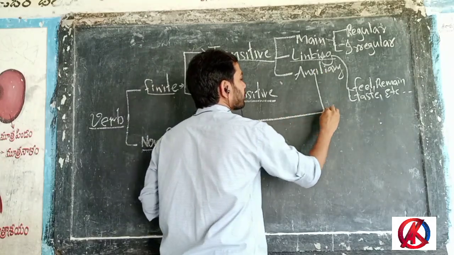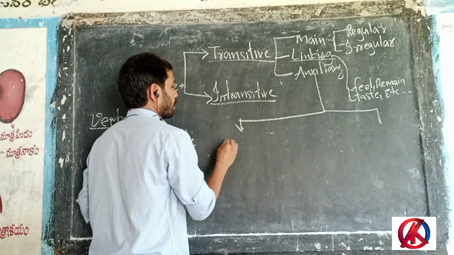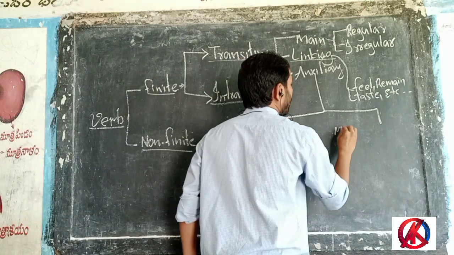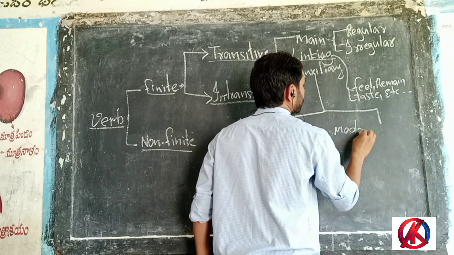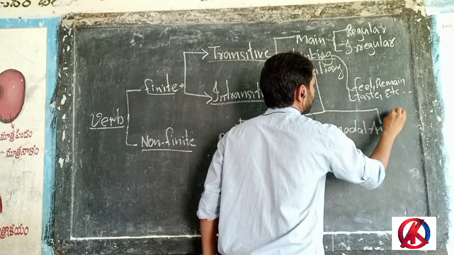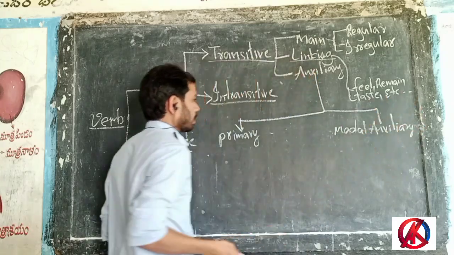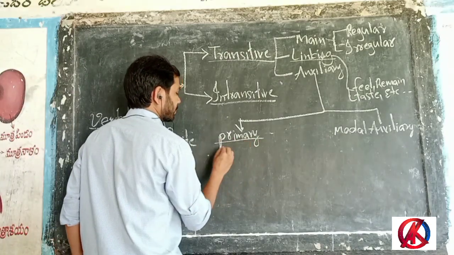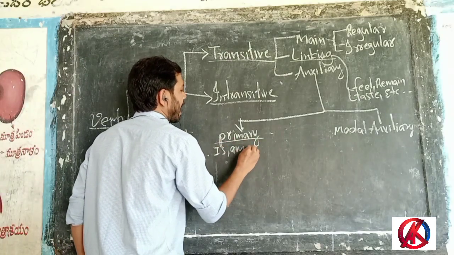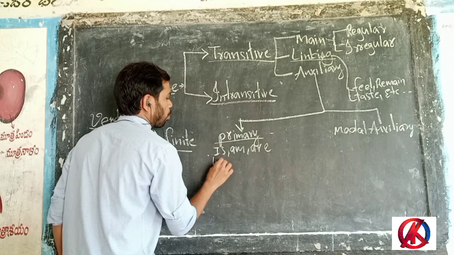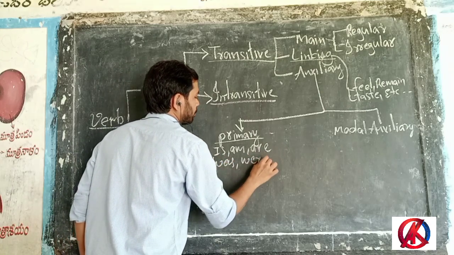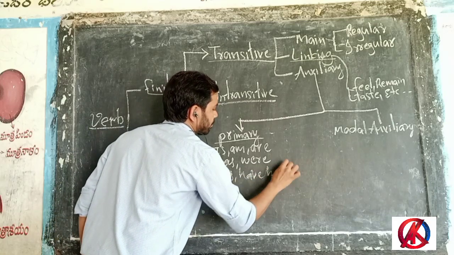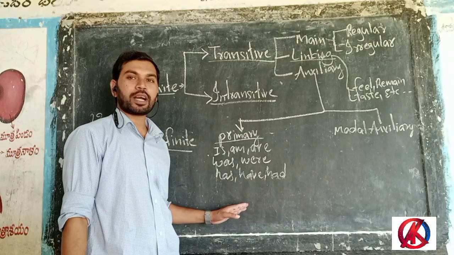They are primary auxiliary verbs and modal auxiliary verbs. What are the primary auxiliary verbs? They are is, am, are, was, were, has, have, had. These are the primary auxiliary verbs.